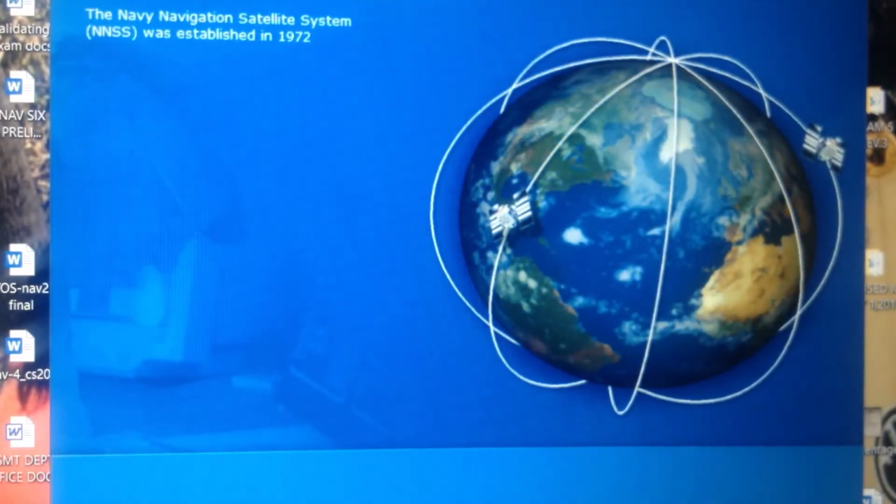The first satellite datum, established in 1972, was based on the Navy navigation satellite system. This system was also known under the name Transit. In 1989, the NNSS satellite datum was replaced by the Global Positioning System based World Geodetic Survey 84 datum.